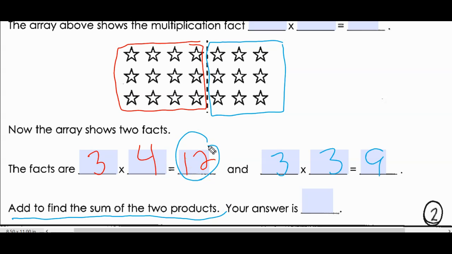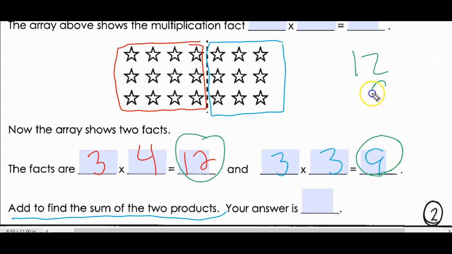12 plus 9. Well, 2 plus 9 is 11. I put the 1 down, then I carry the 1 to the tens place. 1 plus 0 is 1, plus the 1 that I carried is 2. So the answer is 21.